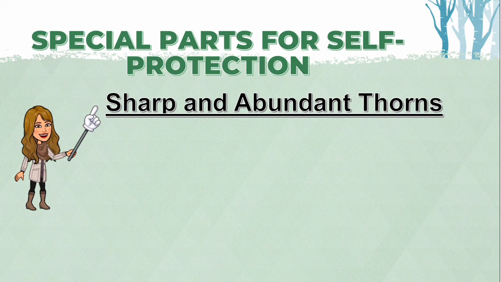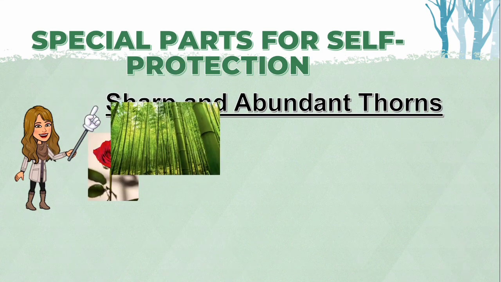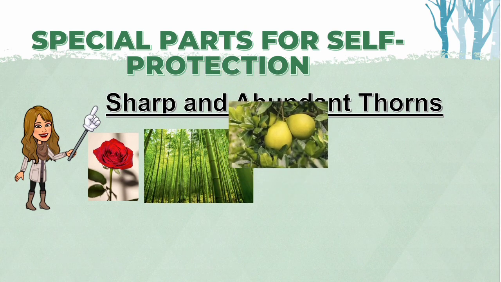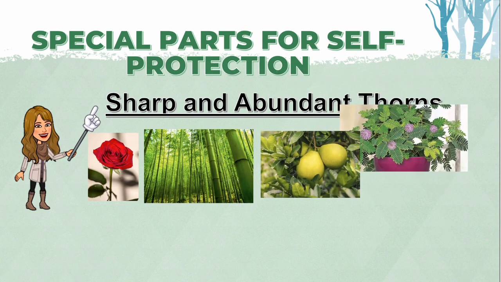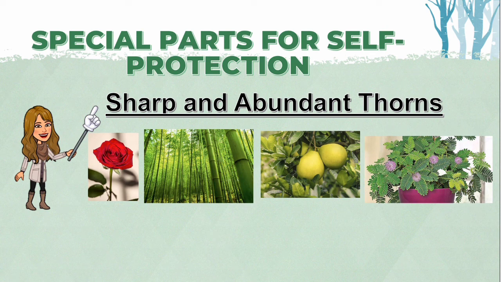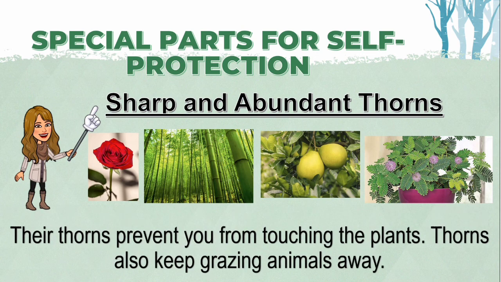So the first one in special parts for self-protection is sharp and abundant thorns. Rose plant, bamboo, pomelo, and makahiya. These plants are examples of sharp and abundant thorns. Their thorns prevent you from touching the plants. Thorns also keep grazing animals away.